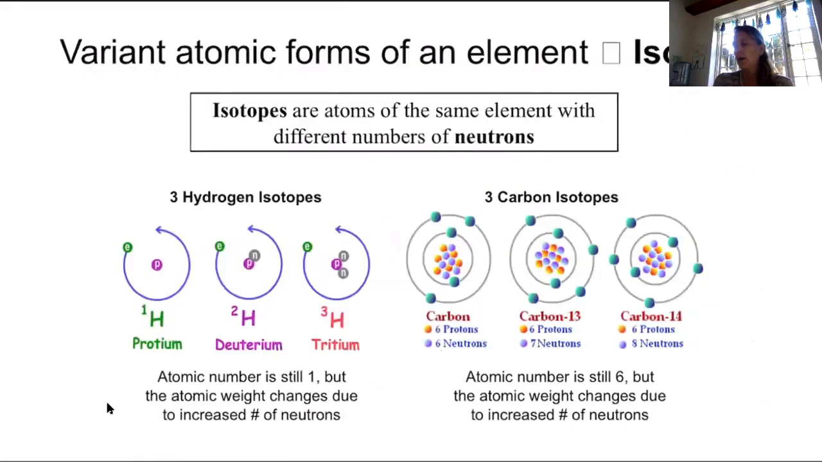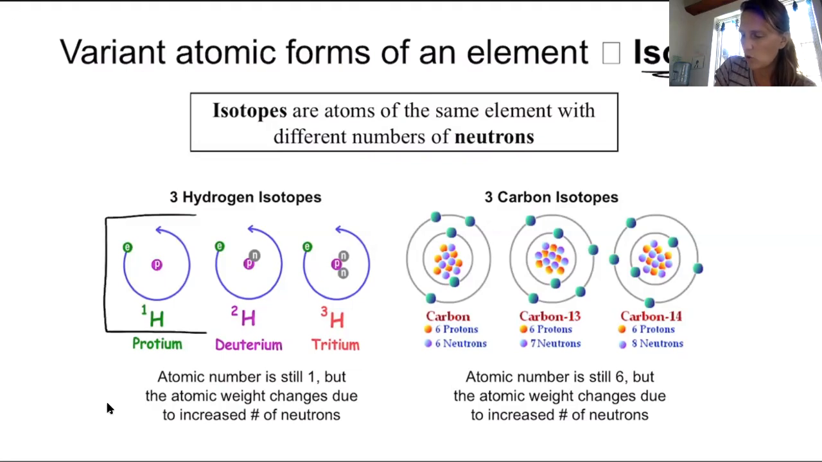Great. So when we're talking about atoms, it's important to know that there are isotopes, right? And hopefully you learned this in chemistry. But isotopes are atoms of the same element, but with different numbers of neutrons, right? So let's look at hydrogen first. So here is our normal kind of hydrogen. It has 1 proton. So 1 proton, 0 neutrons, 1 electron.